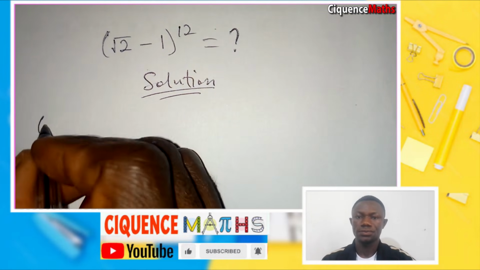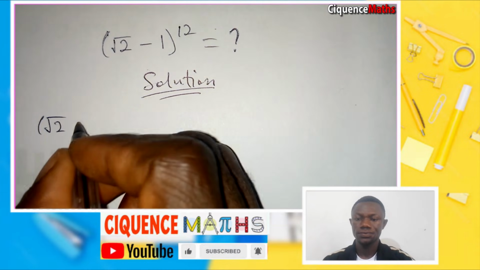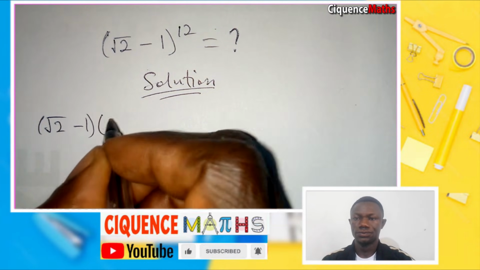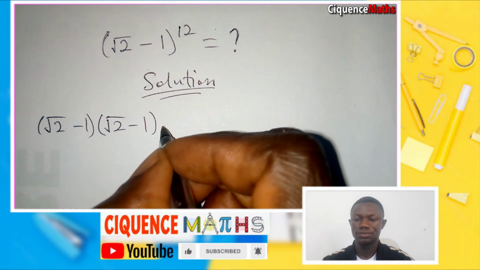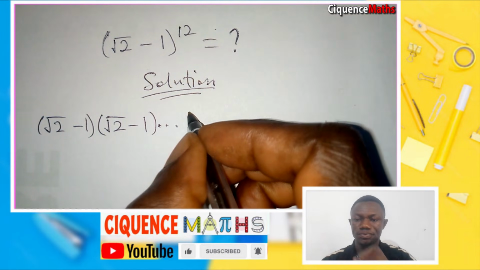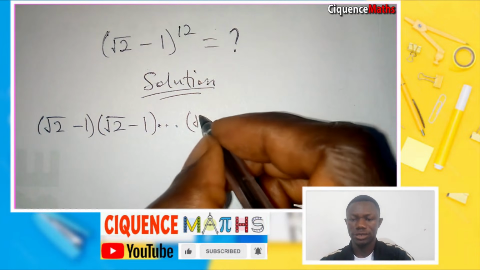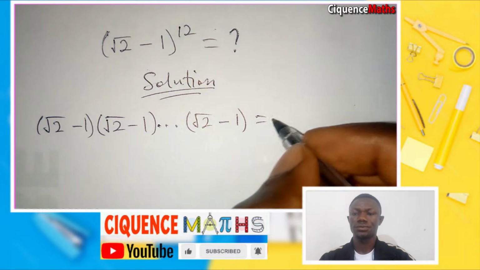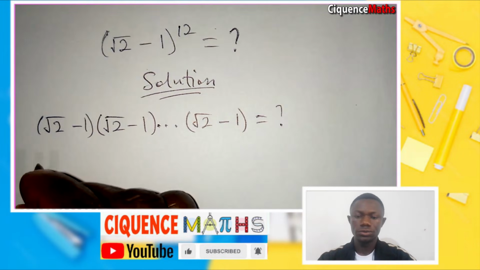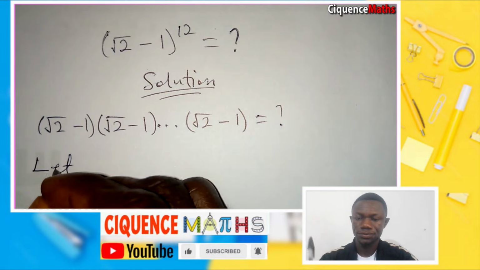We have this expression to simplify: root 2 minus 1, all to the exponent 12. This means root 2 minus 1 is multiplying itself 12 times. That's root 2 minus 1 times root 2 minus 1, up to the 12th term. So how do you start this?